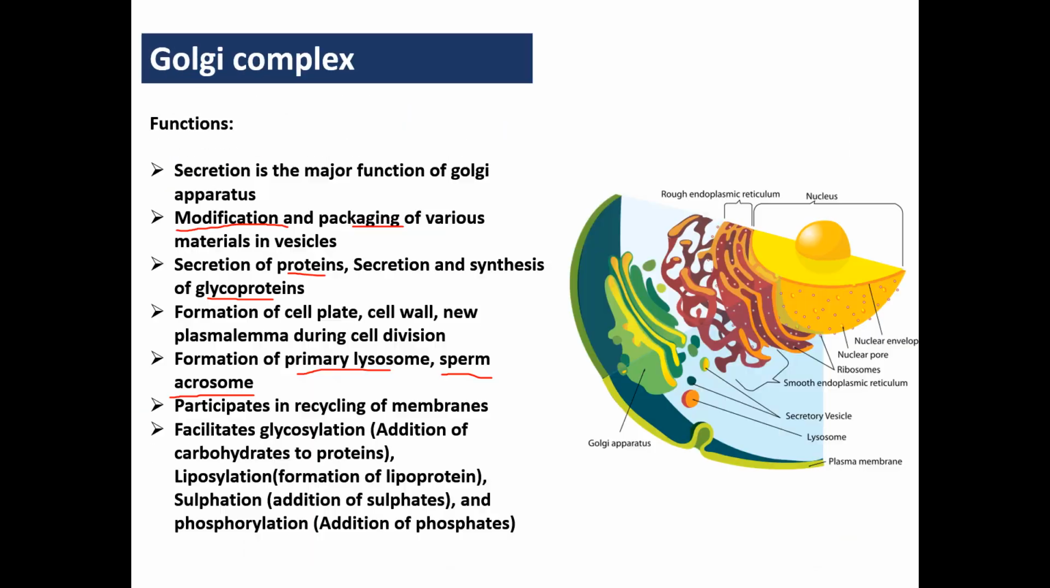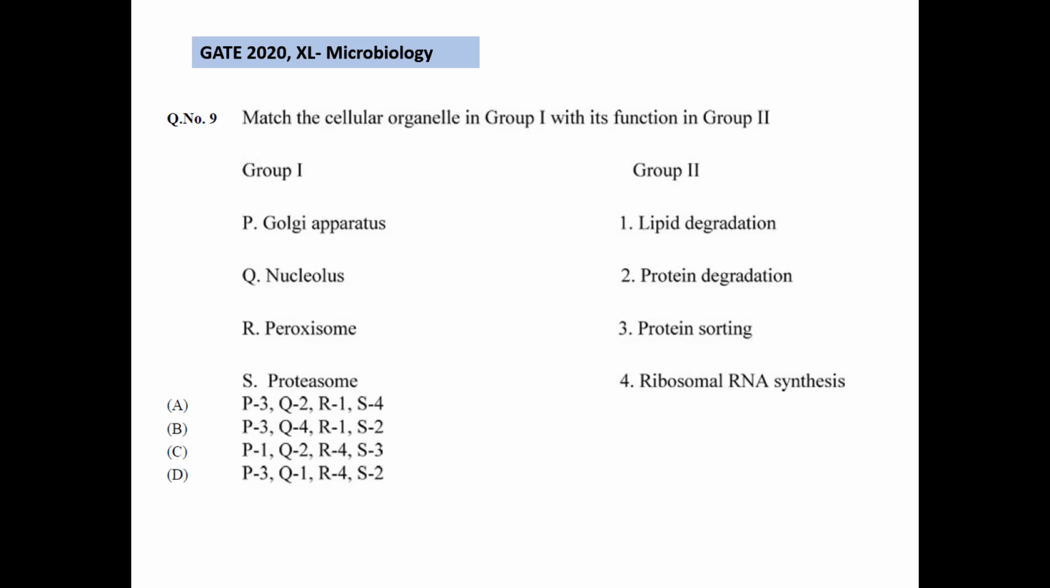So after having this much information, we can now answer this question. That is Golgi apparatus, nucleolus, peroxisome and proteasome, and group 2: lipid degradation, protein sorting and ribosomal RNA synthesis. So Golgi apparatus is concerned with protein sorting. All kinds of modification, secretion and sorting happen in the Golgi apparatus. Nucleolus, as we read now, is involved in the ribosomal RNA synthesis or rRNA synthesis.